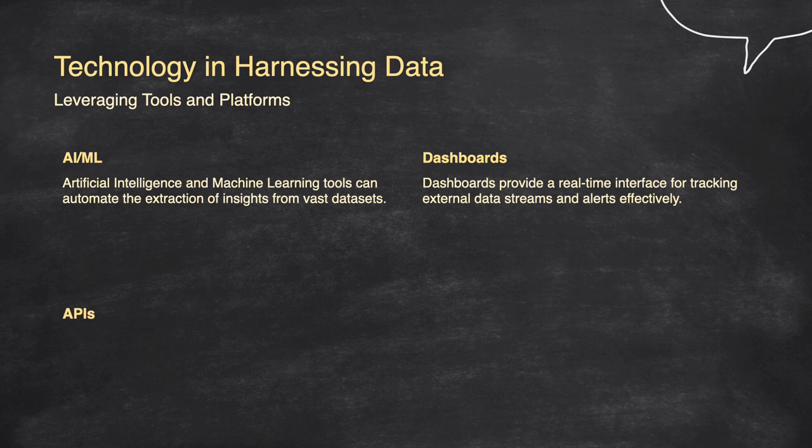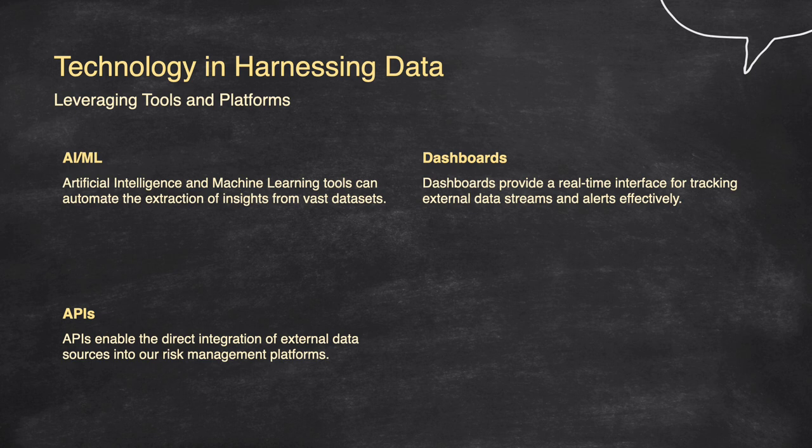Next, about the API, that is Application Programming Interface. Friends, Application Programming Interface facilitates the direct integration of external data sources into our risk management platform. So by leveraging Application Programming Interface, organizations can seamlessly access and incorporate data from various external sources, such as threat intelligence feeds, regulatory databases, and market reports. And this integration enables real-time updates and enhances the accuracy and relevance of information used in the risk assessment and decision-making processes.